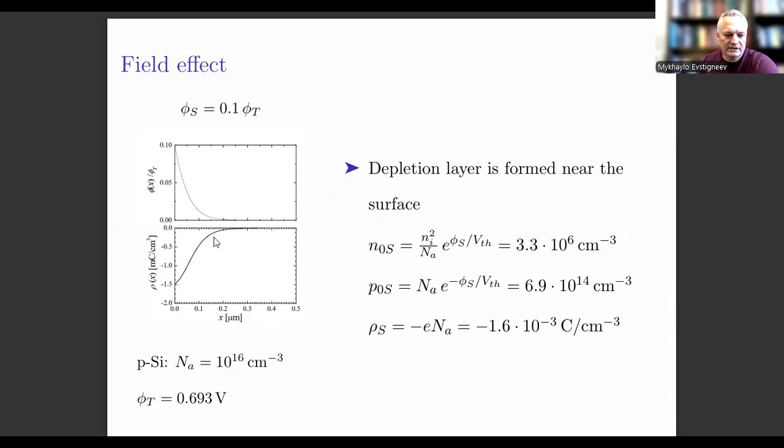The second curve shows the charge density. Charge density due to ionized acceptors, negative ions, and also due to electrons and holes.